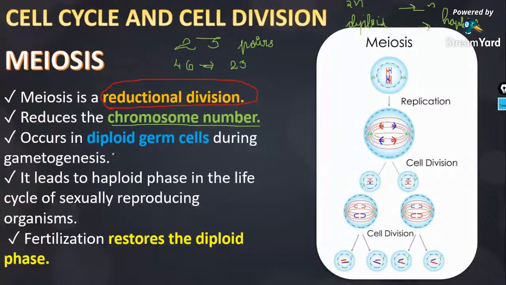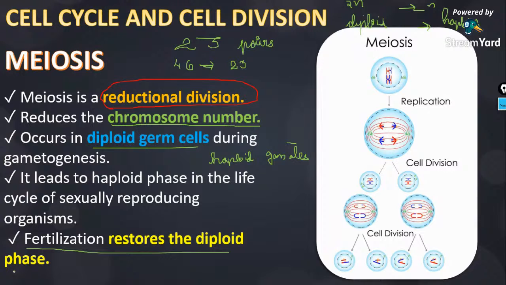It occurs in diploid germ cells to produce haploid gametes. It leads to the haploid phase in the life cycle of sexually reproducing organisms. Fertilization restores the diploid phase.